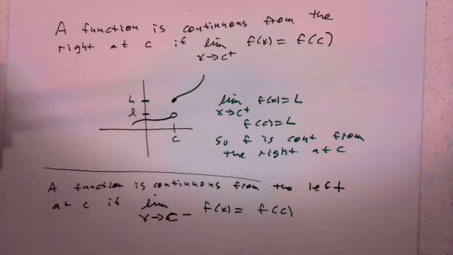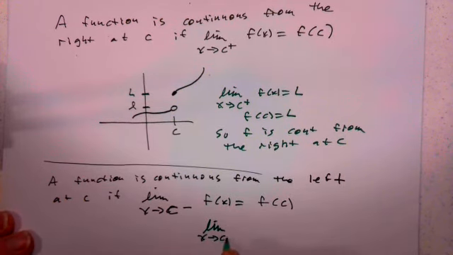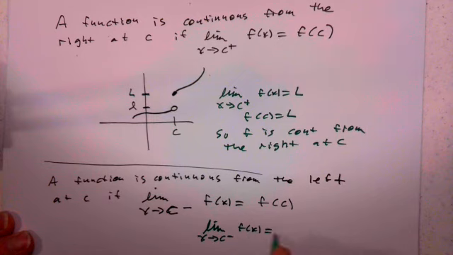So on this one, the limit as x approaches C from the left of f of x equals little l, which is not the same as f of c. So that is not going to be continuous from the left.